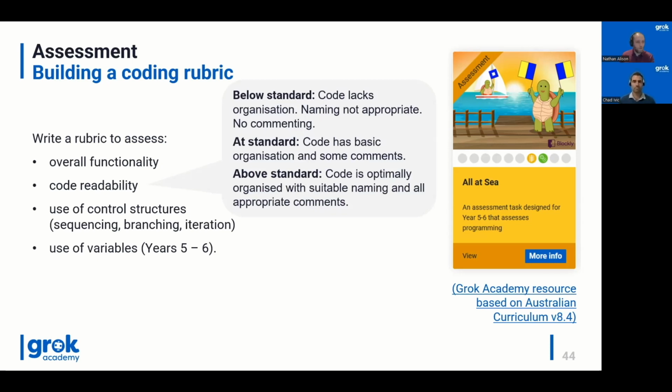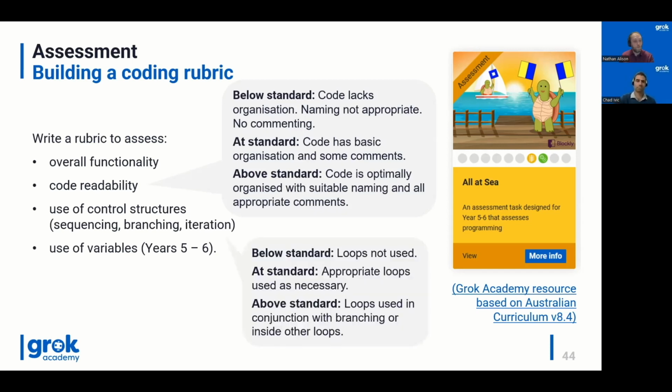The use of control structures, so sequencing, branching, iteration. Are those things actually being used? They could all be part of your rubric as well. So for iteration, for example, below standard, they didn't use a loop at all. They just copied and pasted the code over and over instead of using a loop, perhaps. At standard, appropriate loops are used as necessary. And then above standard, the loops are used in conjunction with branching or inside other loops, showing a little bit higher level of understanding there. And then another one would be the use of variables, of course, at years 5 and 6.